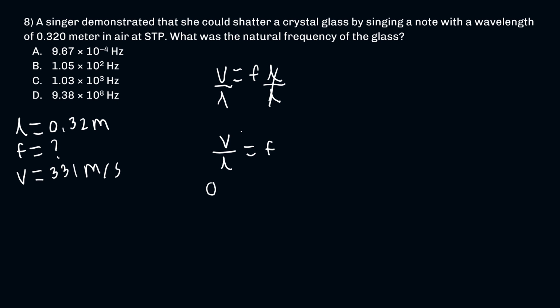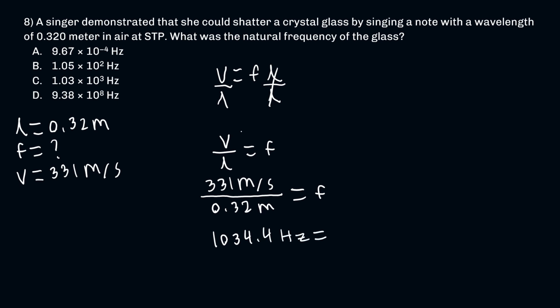So I have here 0.3, let me fix that again. Ooh, that's not the correct one, that's the velocity. So I gotta put here velocity on top. That is supposed to be 331 meters per second. That is over my wavelength, which is 0.32 meters, which is then equal to the frequency. So now plugging this into my calculator here, I have 331 divided by 0.32. My frequency is then going to be 1034.4 hertz. So 1034.4 hertz is equal to my frequency.